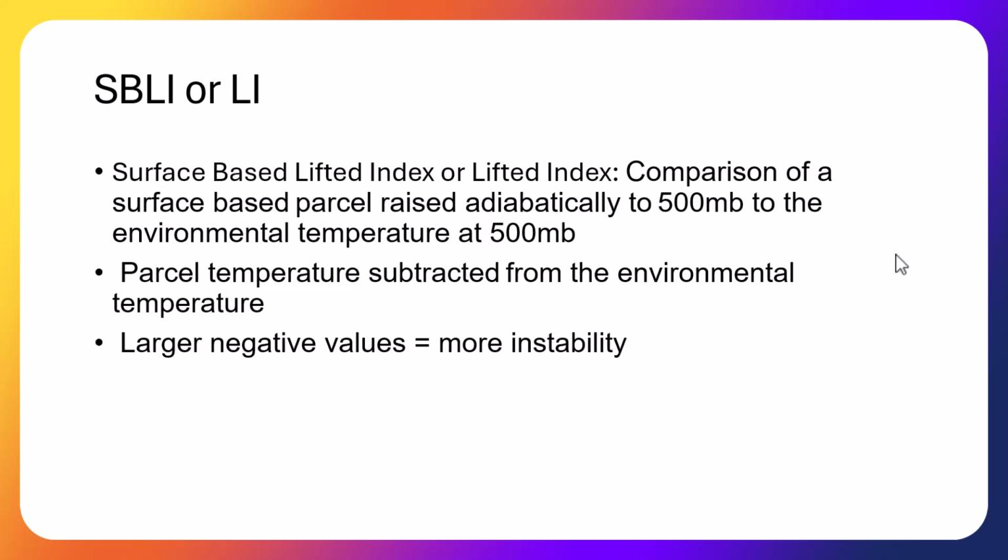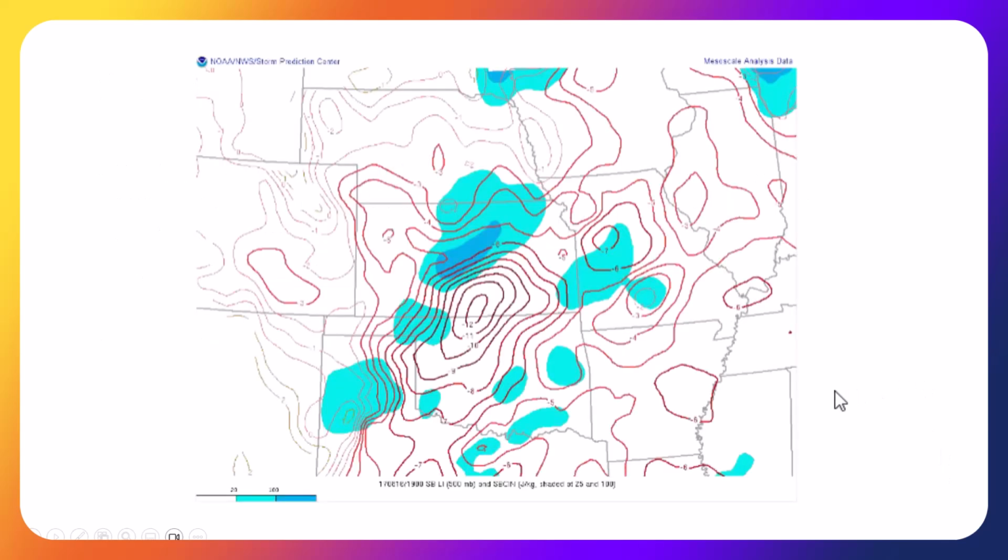We have our lifted index, or our surface-based lifted index. Larger negative values essentially mean more instability. It's just the comparison of a surface-based parcel raised adiabatically to 500 millibar to the environmental temperature at 500 millibar. This is what this looks like, and you can see the higher the negative values, the more instability. Again, just briefly going over that.